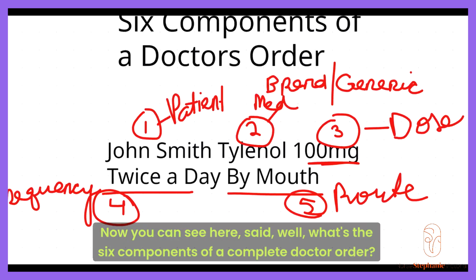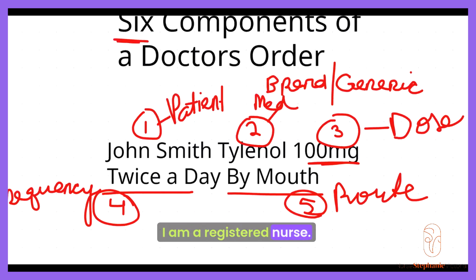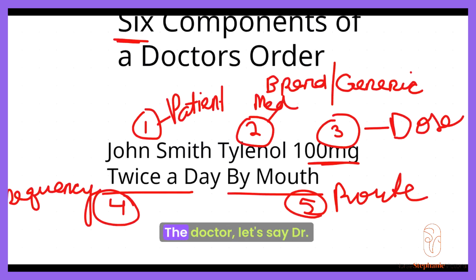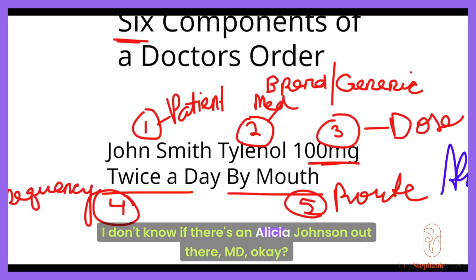Now you could see here, I said, well, what's the 6 components of a complete doctor order? I am a registered nurse. I'm not a prescriber. So if I wrote this down, you can't go around starting to administer it. The doctor, let's say Dr. Alicia Johnson, after she writes this, she then has to sign her signature. Alicia Johnson, this is made up. I don't know if there's an Alicia Johnson out there, MD, okay?